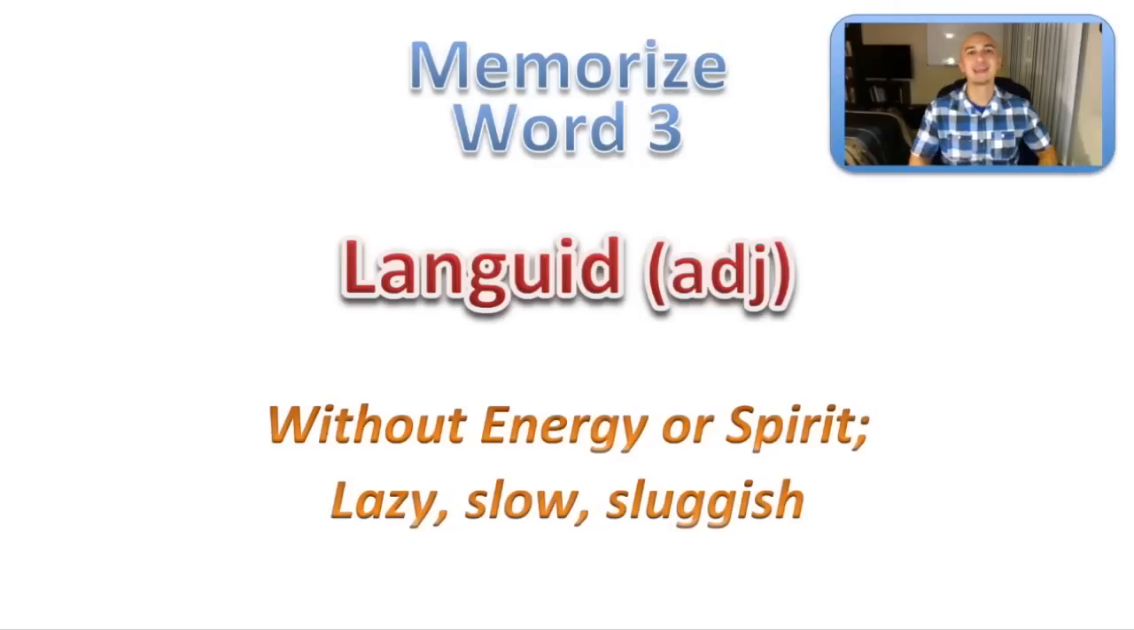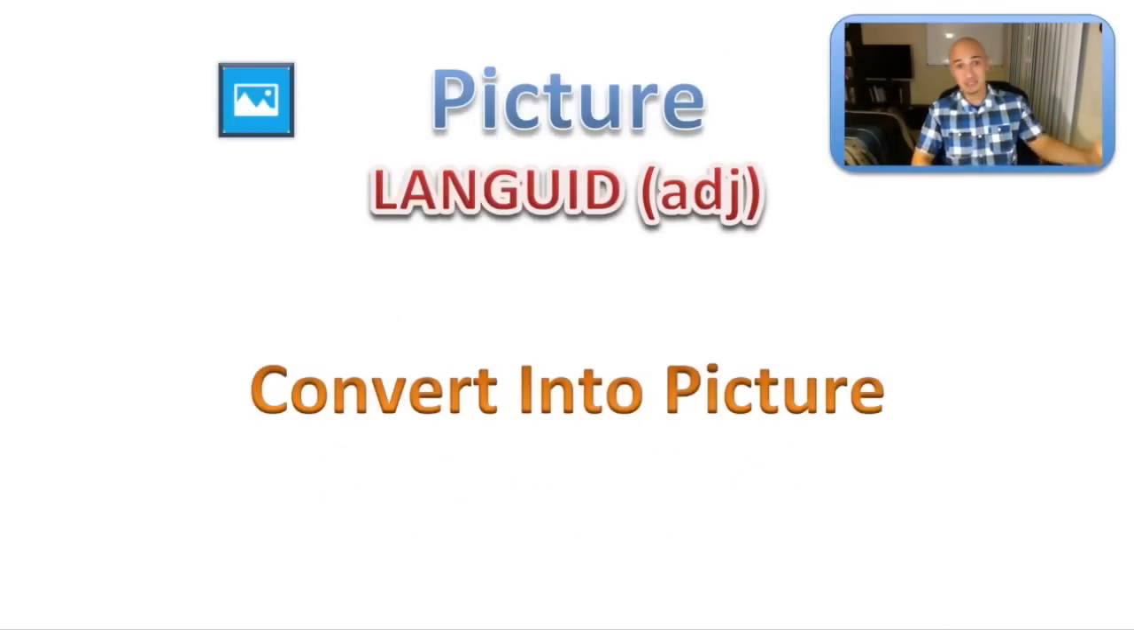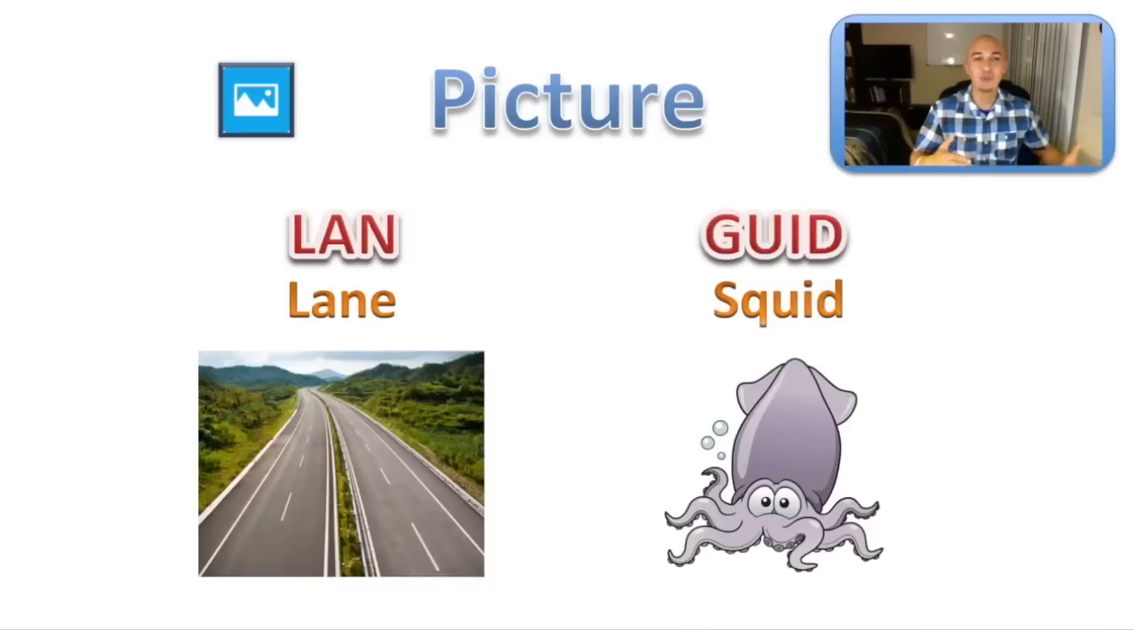Cheap fabric. Next word on the list, it is languid. It is an adjective. It means without energy or spirit, or lazy, slow, sluggish, right? I'm very languid. So let's get right into this. We're gonna go a little bit faster now that you're getting the hang of it. So languid: a lane, like a car lane, and then guid, I picture a squid, right? So lane, squid.